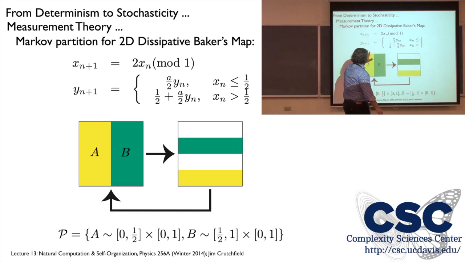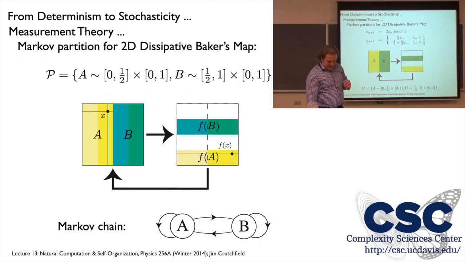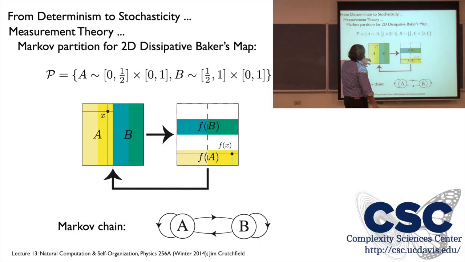That all the states here went to this lower piece and all the states here went to this upper piece. Okay, so now what's the Markov partition for this? Well, we just hypothesize that, in fact, A and B, the yellowish and greenish areas, are the two different partition cells, call them A and B.